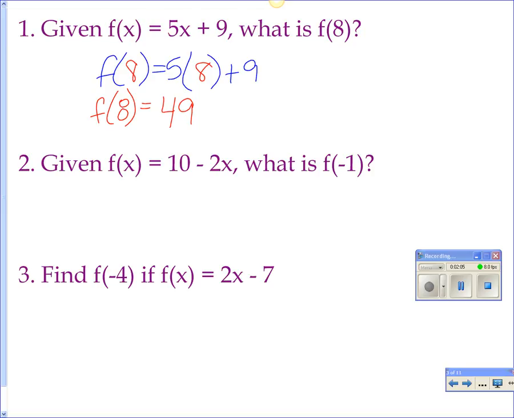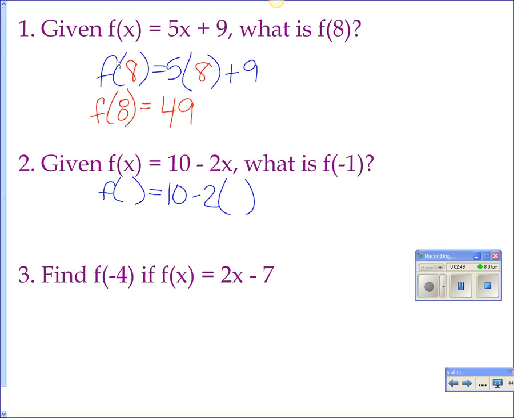Okay, number 2. Given f of x equals 10 minus 2x, what is f of negative 1? So I'm going to set up my frame. I'm going to put f with an empty set of parentheses equals 10 minus 2, and I'm going to put an empty set of parentheses. Wherever I see an x, I'm putting an empty set of parentheses. The x disappears.